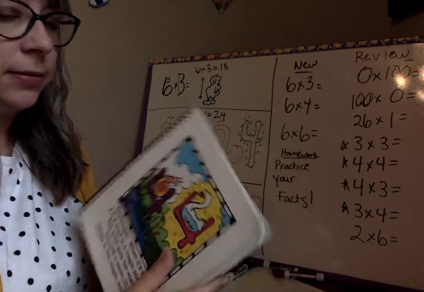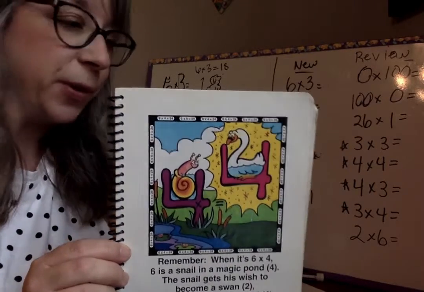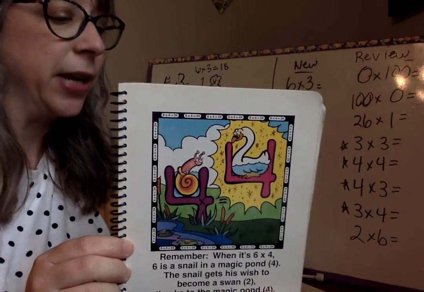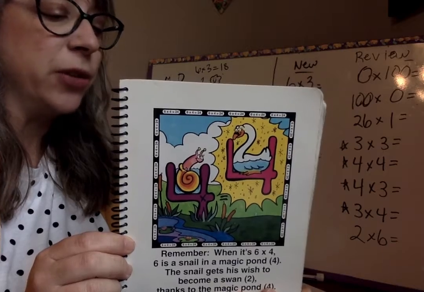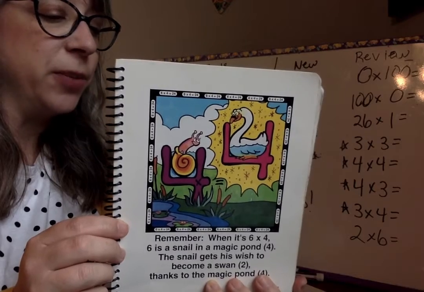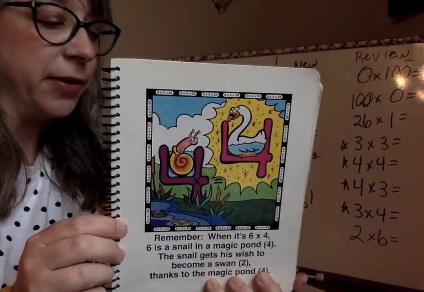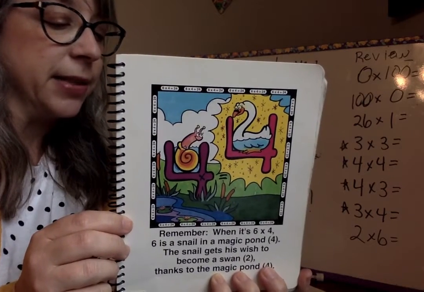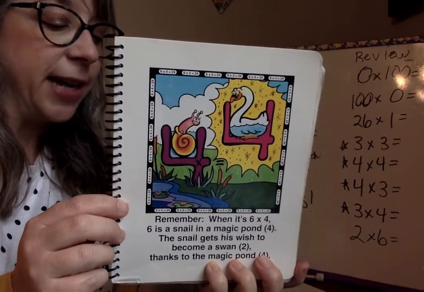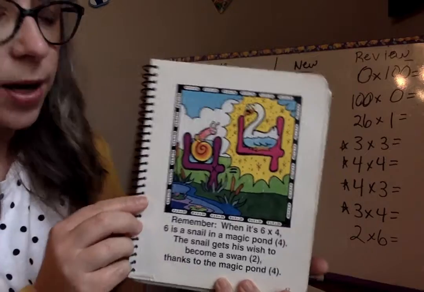Our next story, which is one of my favorites, is 6 times 4 is 24. There once was a snail that lived in a swamp with lily pads. The swamp was pretty ordinary, but next to it was a special magic 4 pond. The snail knew that if he climbed into the magic pond, he would have one wish granted. The snail had become tired of always looking at the ground. He wished he could soar above the trees and mountains like a swan. So he climbed up into a magic pond. The snail closed his eyes very tightly and made his wish. Poof! His wish came true, and he turned into a beautiful swan.